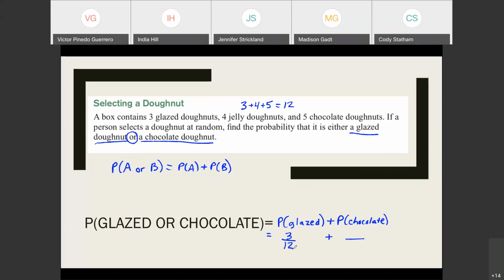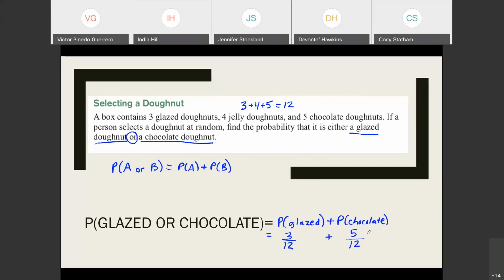Okay, so the probability that I pick a glazed donut out of that box, there are 3 glazed ones in there. There are 12 donuts altogether. All right, what's the probability that I pick a chocolate donut out of that box? 12. Okay, there are 12 altogether. How many of them are chocolate? 5. 5, good. So 5 out of 12 are chocolate.